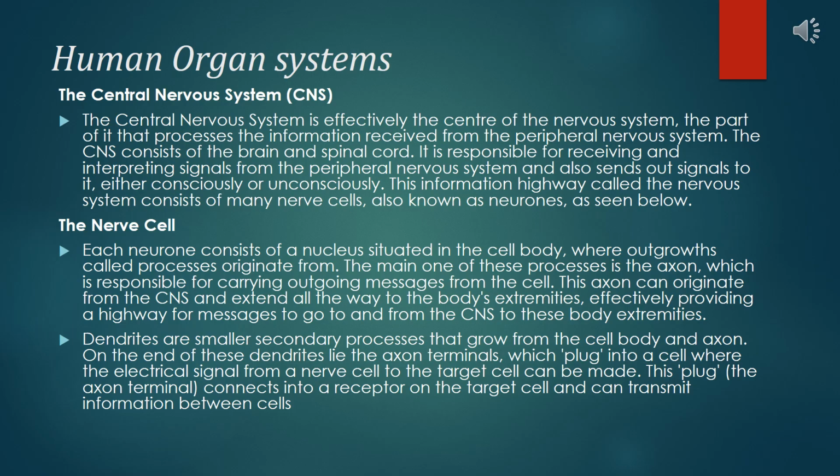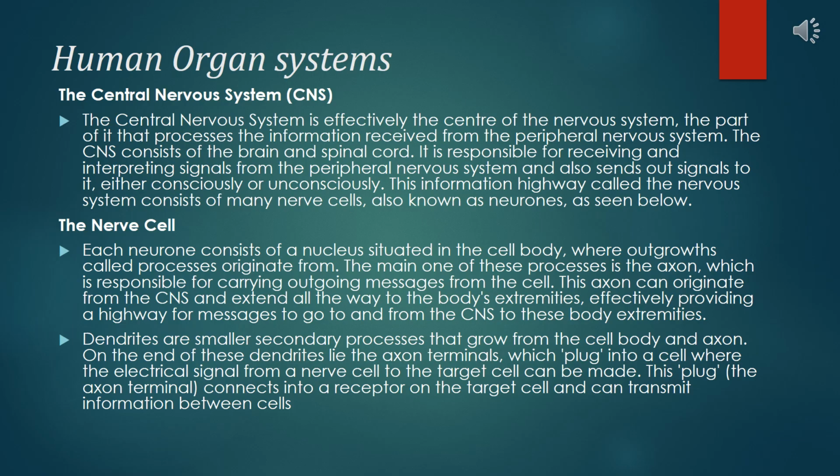The central nervous system, CNS. The central nervous system is effectively the center of the nervous system, the part of it that processes the information received from the peripheral nervous system. The CNS consists of the brain and spinal cord. It is responsible for receiving and interpreting signals from the peripheral nervous system and also sends out signals to it, either consciously or unconsciously. This information highway called the nervous system consists of many nerve cells, also known as neurons, as seen below.